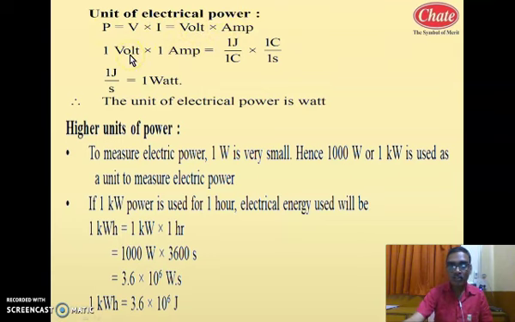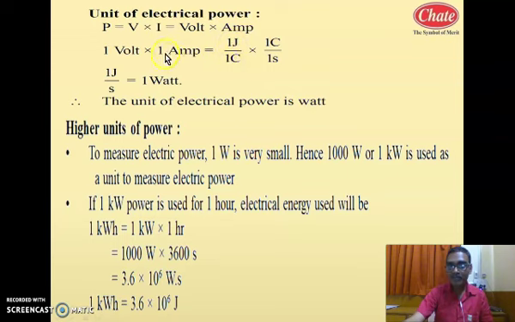What is volt? Volt is a unit of potential difference or voltage. It is work done per unit charge. So work is measured in joules, charge is measured in coulomb. Let us once again see. Potential difference is work done upon charge. So 1 volt is 1 joule by 1 coulomb.